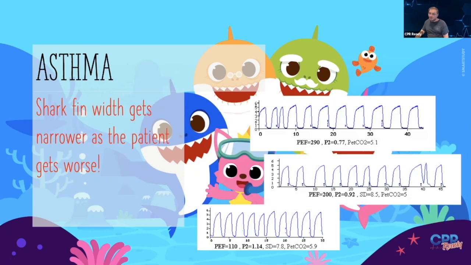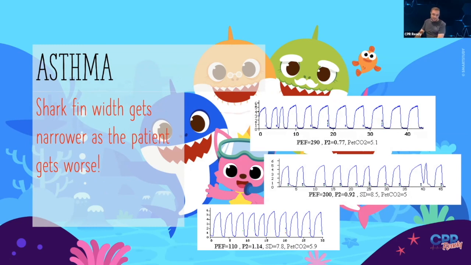The thing about monitoring this, in addition to just noticing that shape and the number that you're getting on your capnometry, pay attention to changes over time, especially the width and frequency of these shark fins. If they start to get narrower over time, that means they're happening more frequently. That's a sign of the patient's condition getting worse.